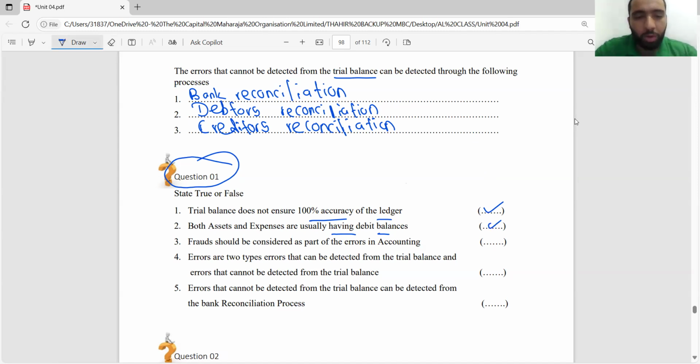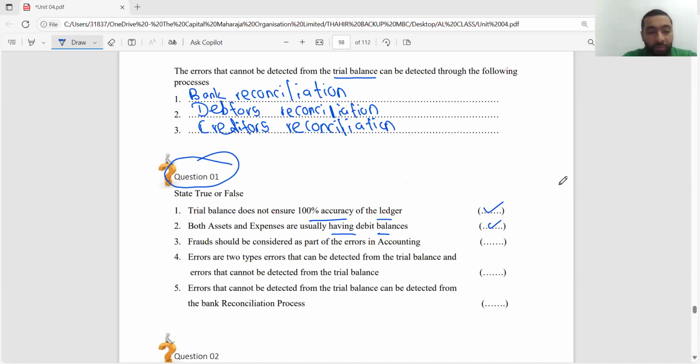Right? The next one. Frauds should be considered as part of errors in accounting. Yes or no? There is a fraud, it is an error. Fraud is an error or no? Some people are saying no, some people are saying yes. We are waiting only for the answer from Ashini. Others have already given the answer: Lakshini, Ziana, Arva. Ashini is following Lakshini, looks like.